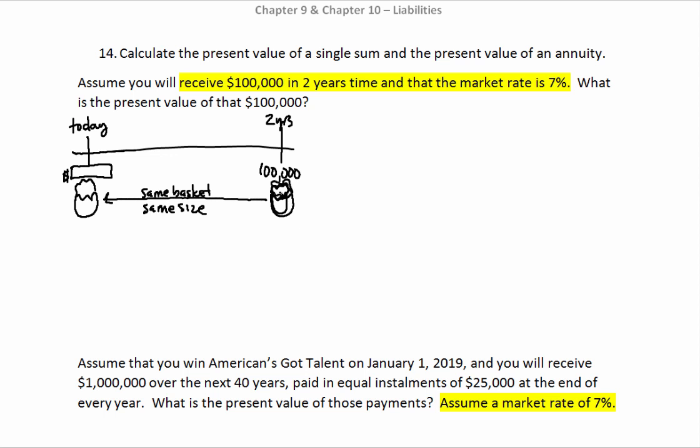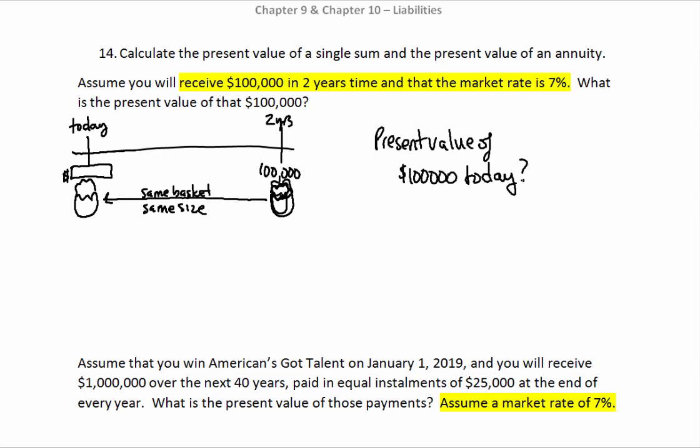So I want to buy the same basket of the same size today. I know what basket I can buy in 2 years' time. How much money would I need today to buy the same basket? Because my purchasing power is stronger today than it is in 2 years' time. And again, watch the video so you understand why. So what I want to know is, what is the present value of $100,000 today?